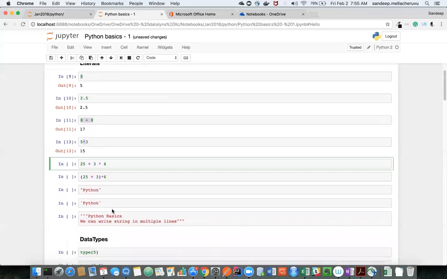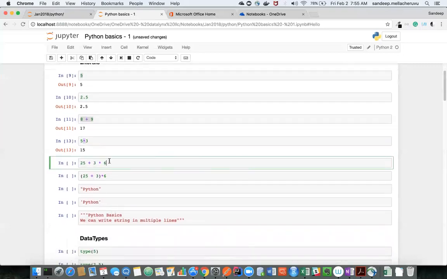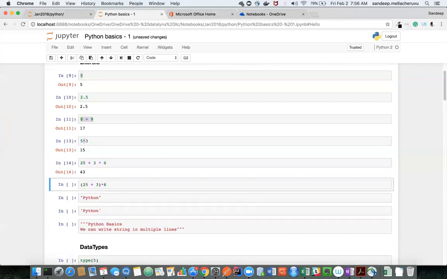Now you can do bigger calculations as well. You can do 25 plus 3 into 6. Now the question is, how is the order of evaluation happening? It may be 25 plus 3 into 6, or it may be 3 into 6 plus 25. Now in Python, and generally in most of the languages as well, into will have higher precedence. So multiplication will happen first and then 25 will be added later. Okay, so it will be 25 plus 18, which comes to 43 in this case.